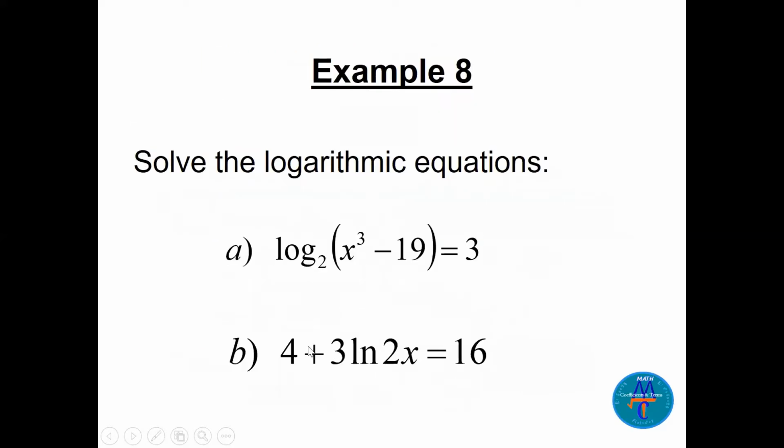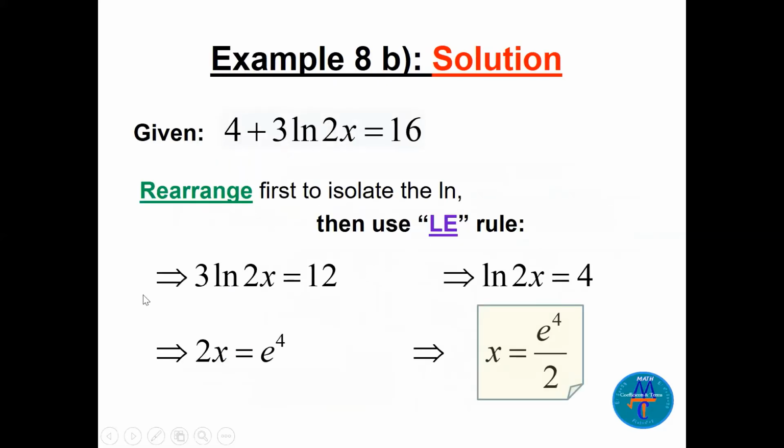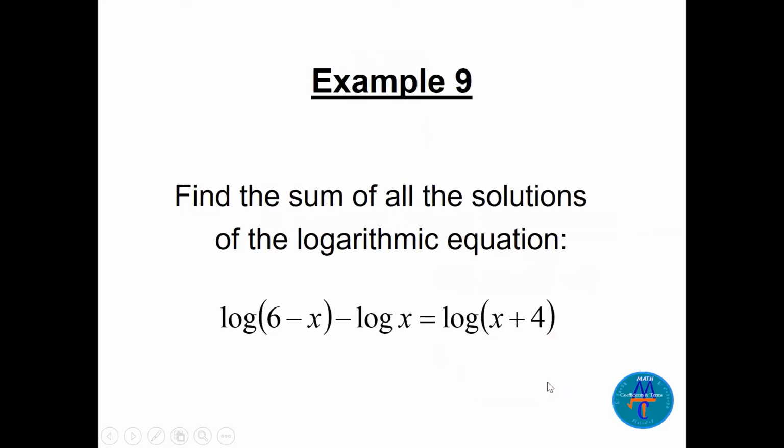Now, the second one here is not ready. So you have to take 4 on the other side. You have to divide by 3. You have to do some work. So rearrange it first. Take 4 on the other side, becomes here 12. Divide by 3 becomes 4, ln of 2x. So I can use the LE rule now. 2x, the base here is e, ln, the base is e, to the power 4. Divide by 2, so x will be e to the power 4 divided by 2. That's the answer.